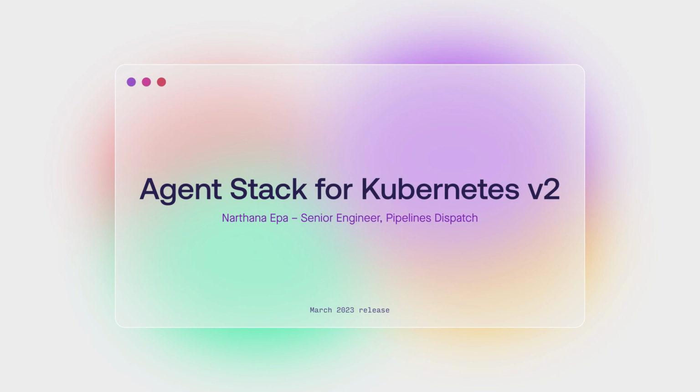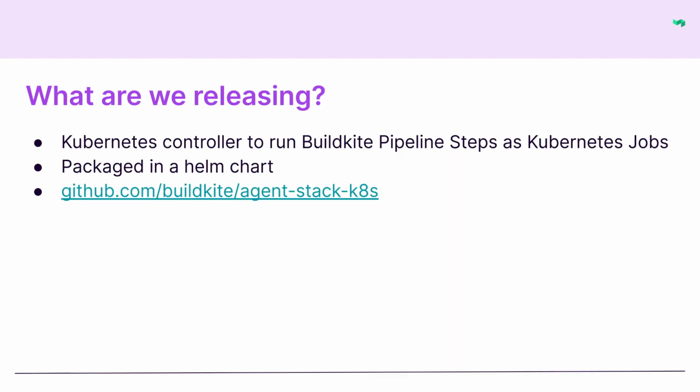Today I'm going to be talking about the agent stack for Kubernetes version 2 that we're going to be releasing in March 2023. So what is it? Well, we've written a Kubernetes controller that will allow you to run your Buildkite pipeline steps as Kubernetes jobs. It's all packaged in a Helm chart and it's all open source, and both of them are available at this GitHub.